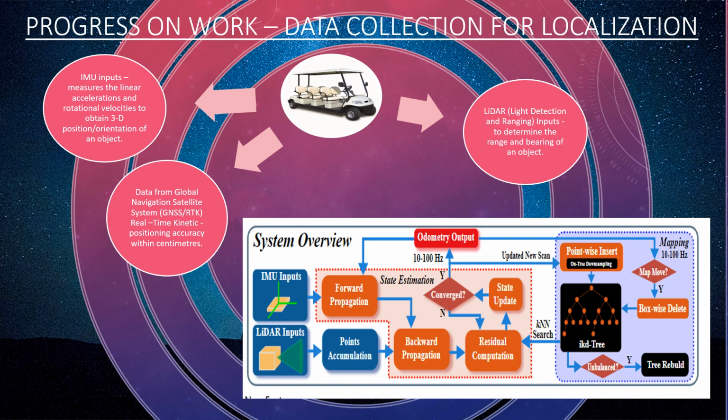Right now, I am currently collecting data for localization. For this data collection, we need three inputs for localization and mapping. The first one is IMU input, which measures the linear acceleration and rotational velocity and obtains the 3D position of an object. Second, data from the global navigation satellite system for real-time kinematic positioning with accuracy within centimeters on the road. And the last one is LiDAR, to determine the range and bearing of an object.